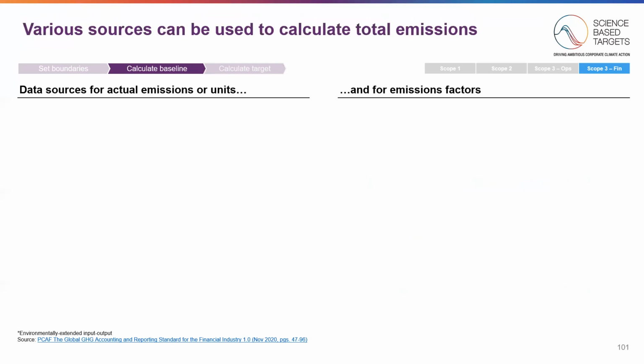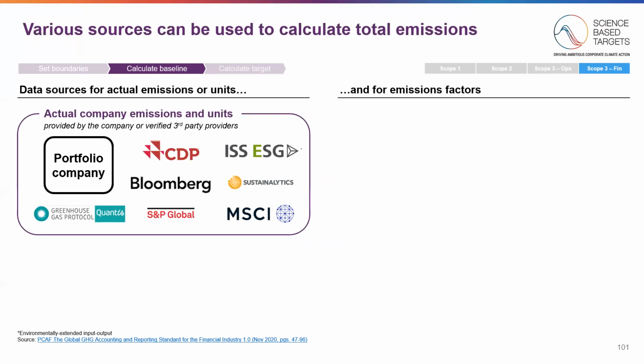As mentioned, these data sources will come from a variety of places. Starting on the left-hand side for actual emissions or business units, this data can sometimes be requested from portfolio companies or clients. Oftentimes, it will be publicly available across a variety of voluntary disclosure forums, such as CDP or through ratings agencies like the S&P or MSCI, an ESG-focused ratings agency. The Greenhouse Gas Protocol has also partnered with Qantas and has a Scope 3 estimating tool that is available and open source for financial institutions and their portfolio companies or clients.